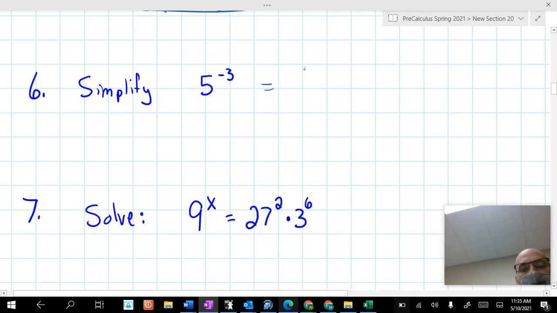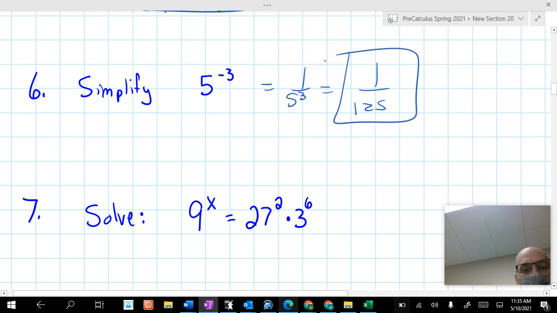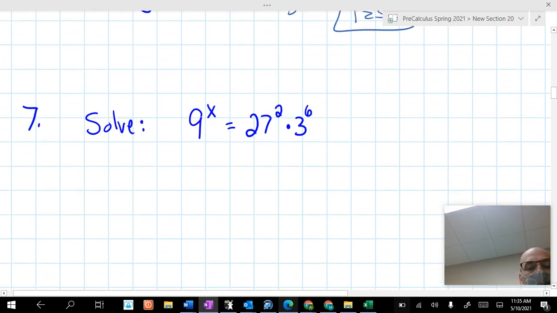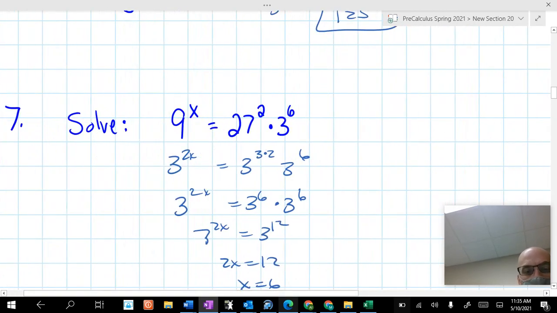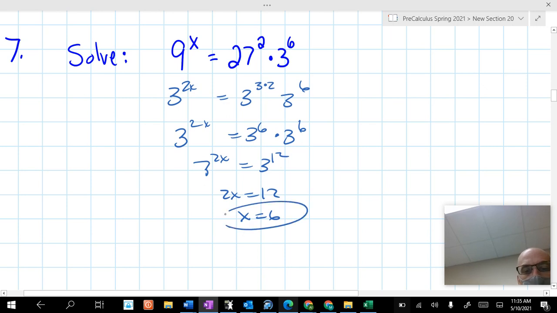5 to the negative third is 1 over 5 to the third, which is 1 over 125. Oh, yeah. For this, you get the same base everywhere. So 3 to the 2x equals 3 to the third, times 2, 3 to the 6th. So 3 to the 2x equals 3 to the 6th times 3 to the 6th. So 3 to the 2x equals 3 to the 12th. So 2x equals 12, so x equals 6. Is that what you got?